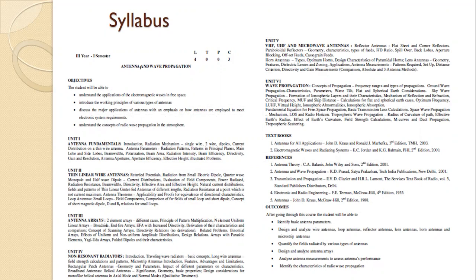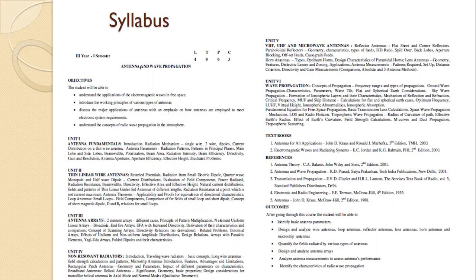The first objective is understand the application of electromagnetic waves in free space. Second objective is introduction of working principle of various types of antennas. Third objective is discuss the various applications of antennas and how antennas are designed for electronic systems based on their requirements. Fourth objective is understand the concepts of radio wave propagation in the atmosphere. There are 6 outcomes.